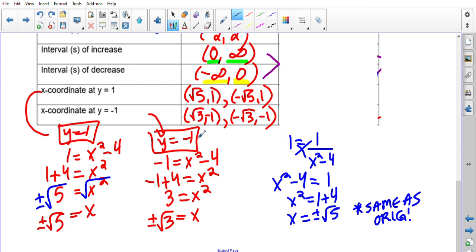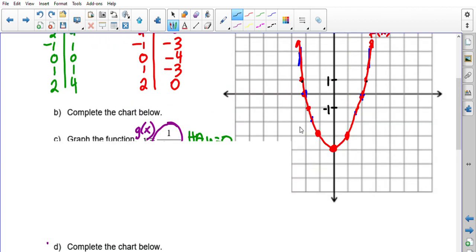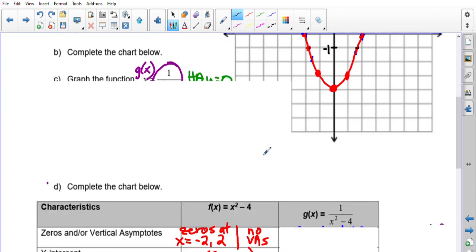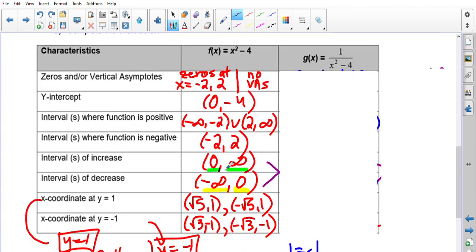If you want to find it for -1, you sub it in again, bring the 4 over, you get x squared equals 3, and then you get plus or minus root 3 as your two x values. And that makes sense again. If we go back up to y equals -1, we can see that would be negative root 3, and this point here would be positive root 3. Those would be the x values here. So those are going to be important, as we can assume, they may be points of intersection with its reciprocal.